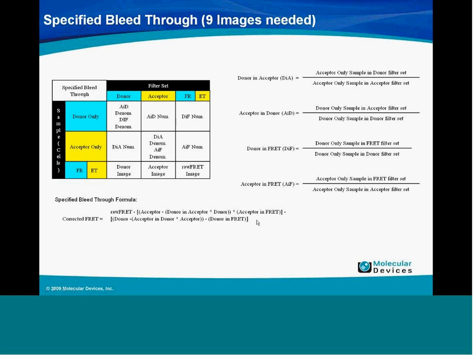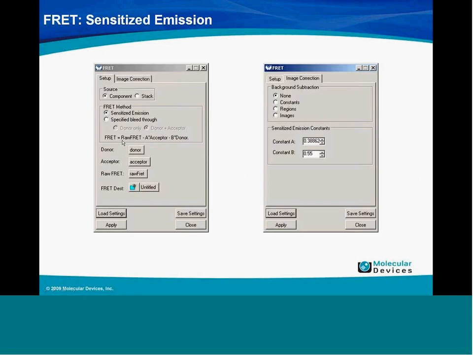Okay, looking at what the FRET dialog looks like within the software. Under the Apps menu is where you'll find the FRET dialog, and the first thing we're looking at is the Sensitized Emission. In the initial setup tab, you'll typically set the source to be the components, or do Sensitized Emission. We can see the overall formula listed here.